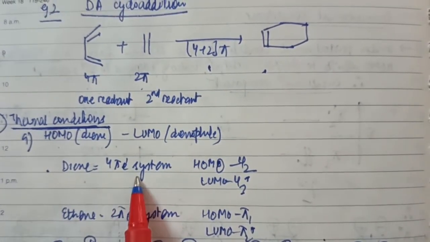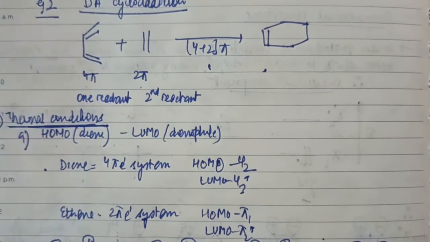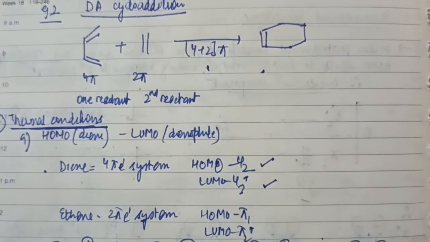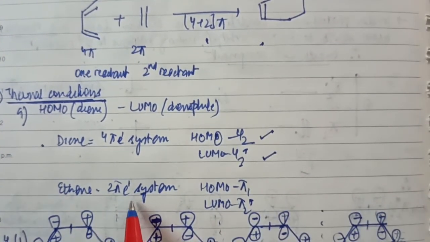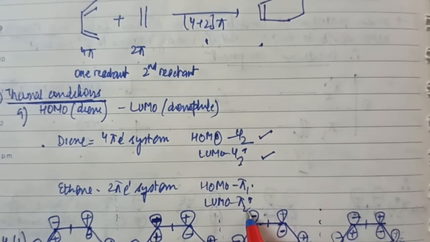Diene, a 4-electron system, and in this 4-electron system there will be 4 molecular orbitals: Psi1, Psi2, Psi3, Psi4. The first 2 electrons will go to Psi1, the next 2 electrons will go to Psi2. HOMO will be Psi2, LUMO will be Psi3 star. Easily workable. Second, ethene, already done this system. 2 pi electrons, 2 molecular orbitals, pi1 and pi2 star. Pi1 is HOMO, pi2 star is LUMO.